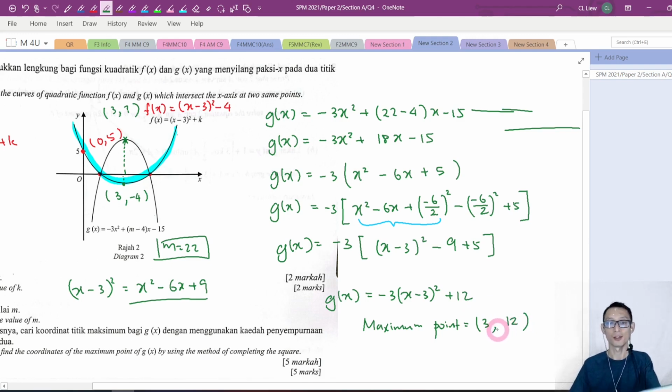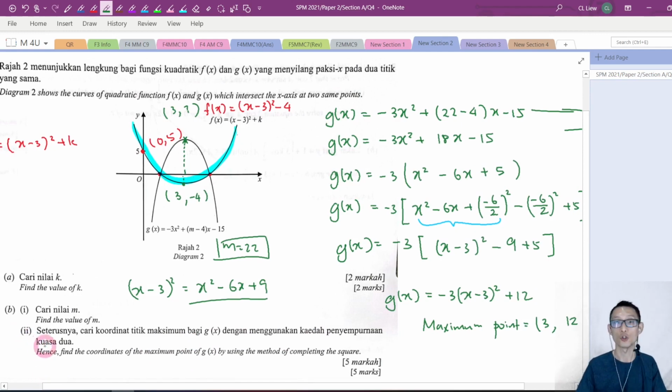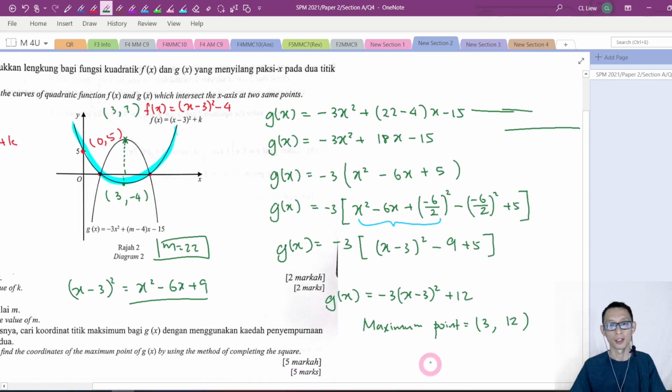Okay, this is the answer for B2. If this step will make you confused, I suggest you use this method, write it, show your step clearer. If you really cannot do it this way, maybe you can try another way, but I do not encourage you to do like this because it's a little bit shortcut. I worry that you will lose some marks over there.